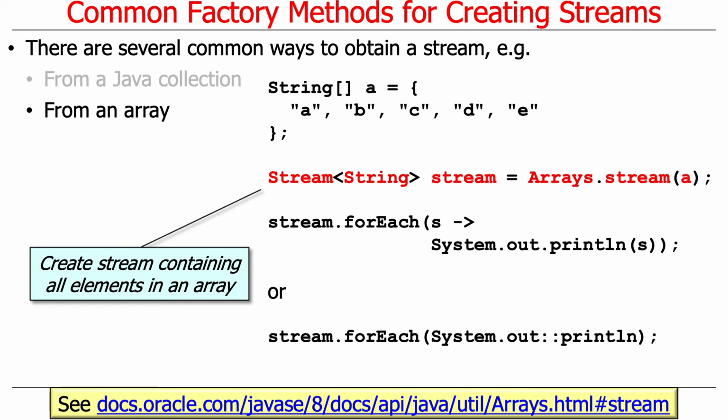One way to do it is to use the .stream method on the Arrays class. There's an Arrays class, which is a utility class, and it has a bunch of basically factory methods on it. In this particular case, you can say Arrays.stream, take the array, it turns it into a stream. And then you could take that stream and do stuff with it.